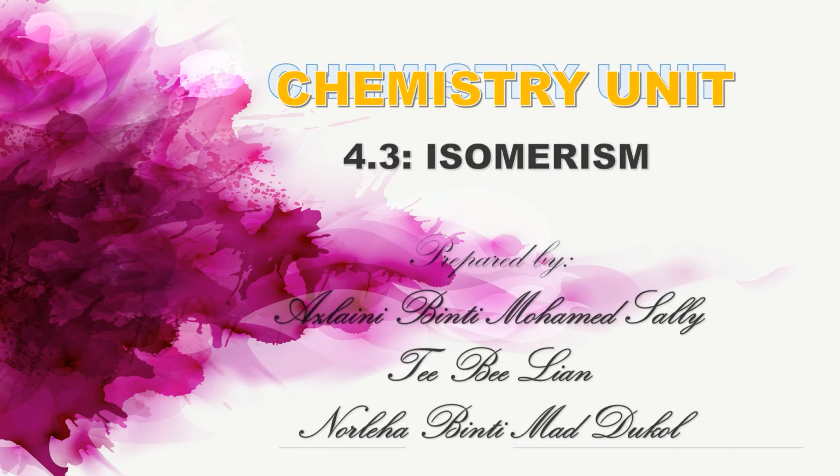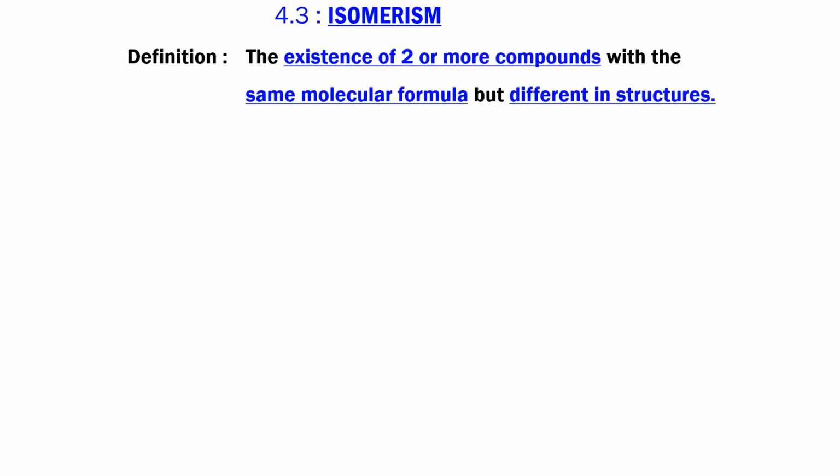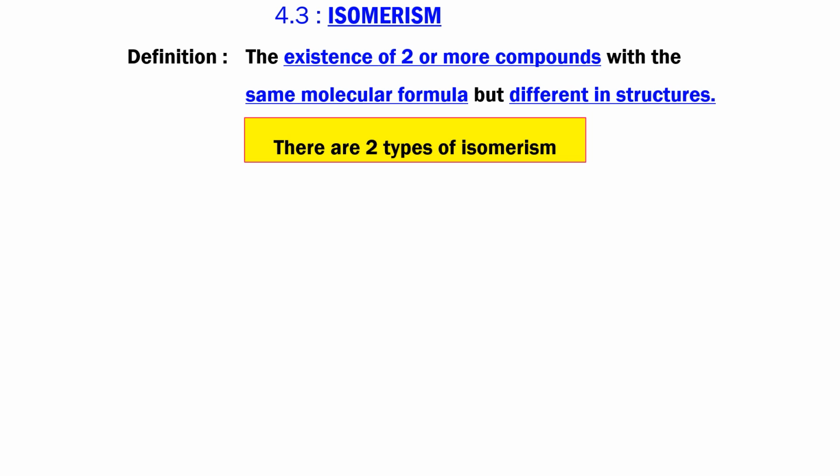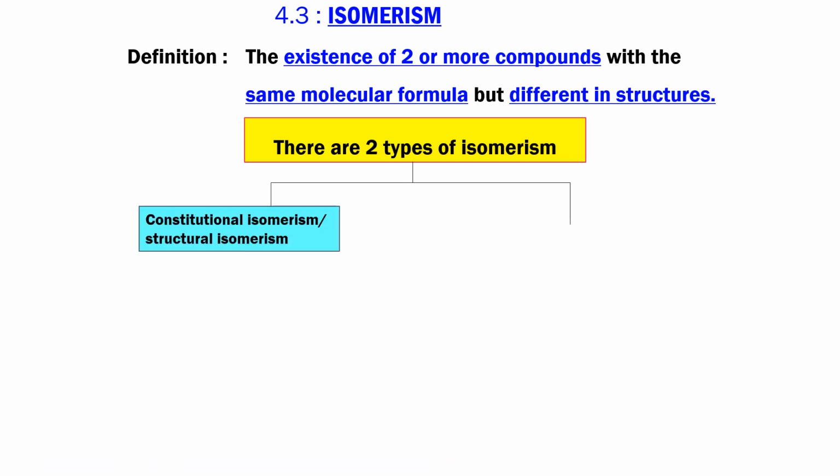Isomerism. Isomerism is defined as the existence of two or more compounds with the same molecular formula but different structures. There are two types of isomerism. The first one is constitutional isomerism, also known as structural isomerism. And the second type is stereoisomerism.